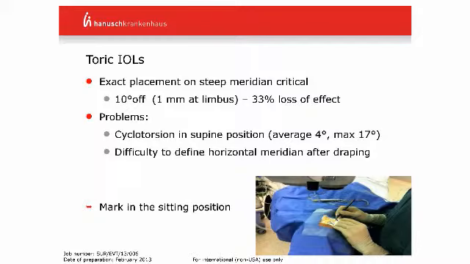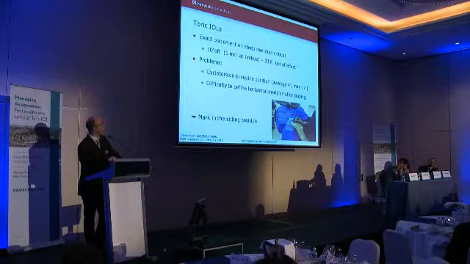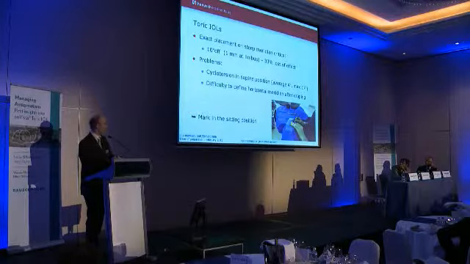So obviously exact placement is critical. Now one of the problems is cyclotorsion, which has already been described, and on average that's about 4 degrees. And actually there are outliers in the literature which go up to 17 degrees. And even if you think that the patient may not have cyclotorsion or you don't care about cyclotorsion, if you don't mark the patient beforehand, you have a problem, because usually the patient will already be draped, and then you have to actually align the lens or align the horizontal. It's actually not even easy to say that after draping. What is the horizontal in this patient?